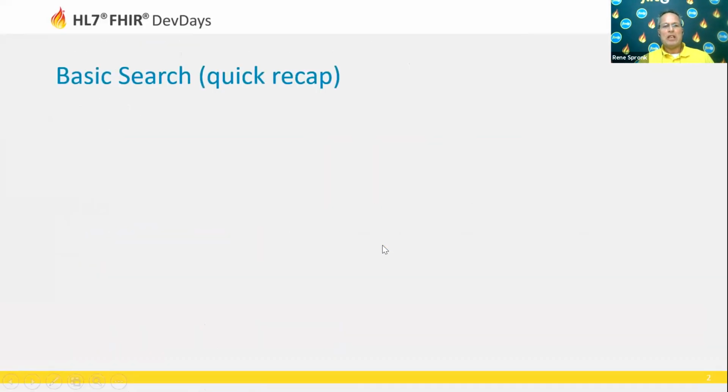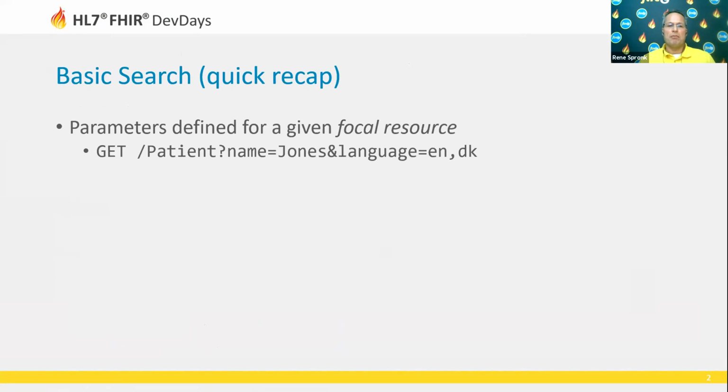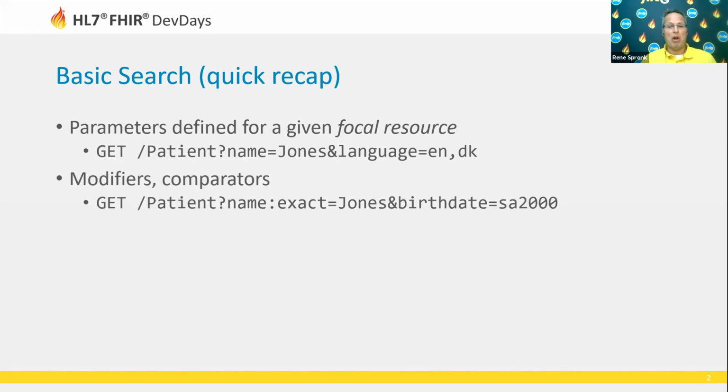Right, so let's do a quick recap of the basic search features. Just in one line, we have the parameters for a focal resource. If patient is the focal resource, then for that focal resource in our search, we can use the predefined search parameters like name and language. Here we see name equals Jones and language should be either English or DK for Danish. So comma is used for or. If all is well, you've already seen this and you know how that works.